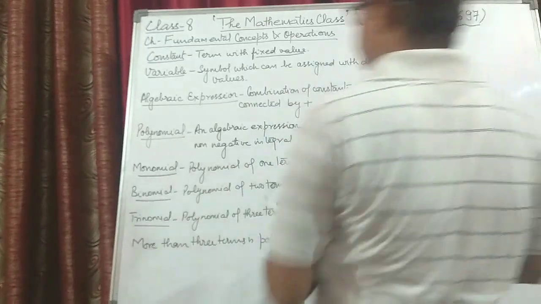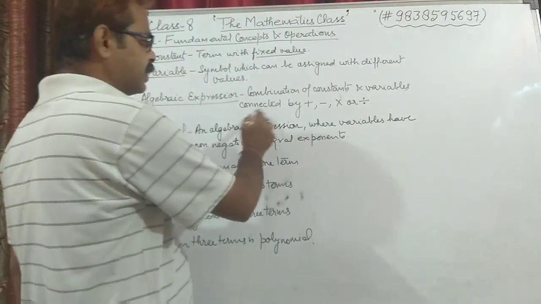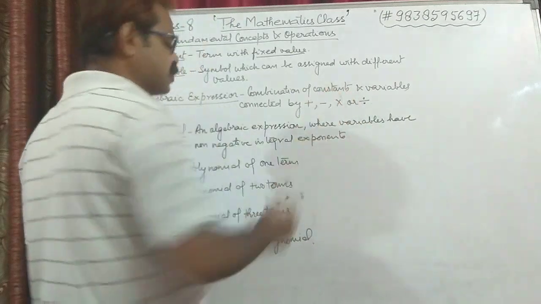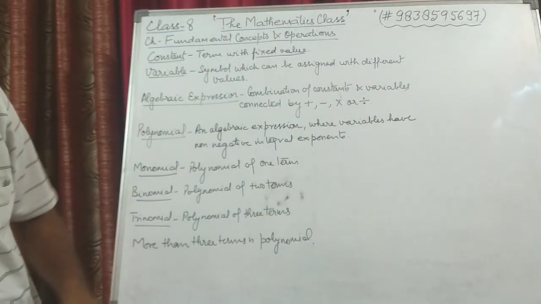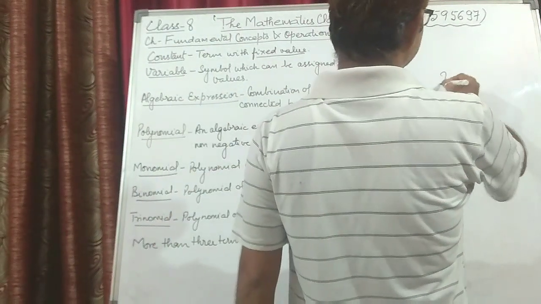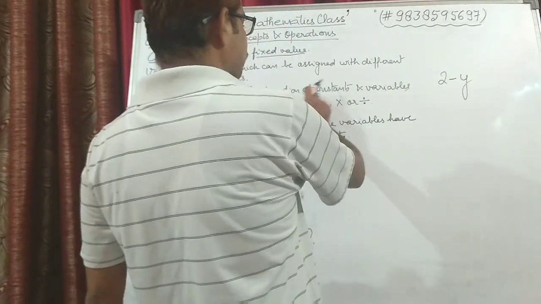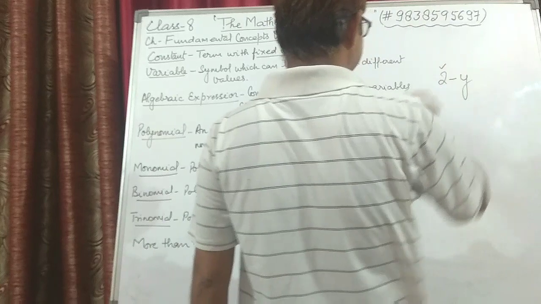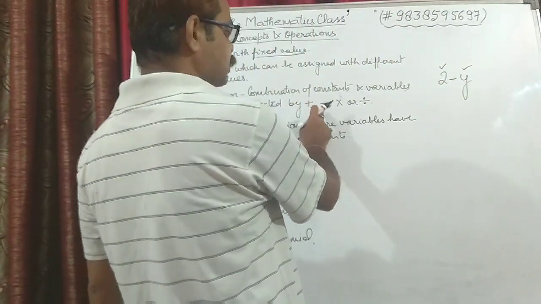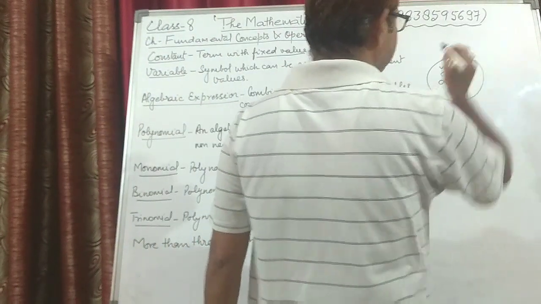Now, then comes what is an algebraic expression. An algebraic expression is a combination of constants and variables connected by plus, minus, multiplication or division sign. Let us say 2 minus y. So it is a combination of a constant, you can see here is a constant and the variable is y, which are connected by either plus, minus, multiplication or division. In this it is connected by a minus sign.